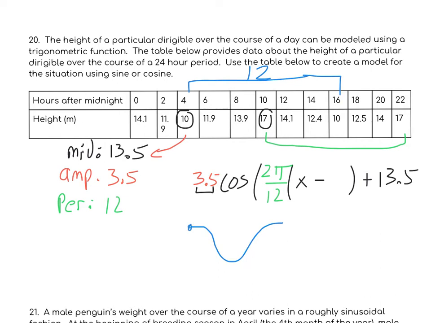And then finally, for my phase shift value, I'm going to be talking about a cosine function. So I'm looking for an x value where my cosine starts. And cosine cycles start at the top. So we're starting at a height of 17, and that's going to be an x value of 10. So you've got an x value of 10.